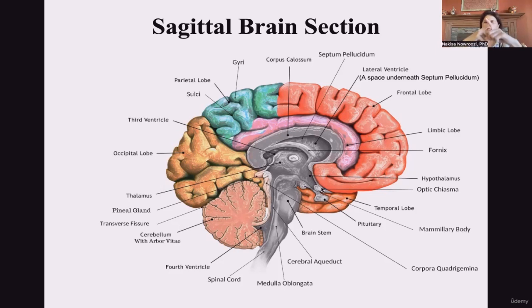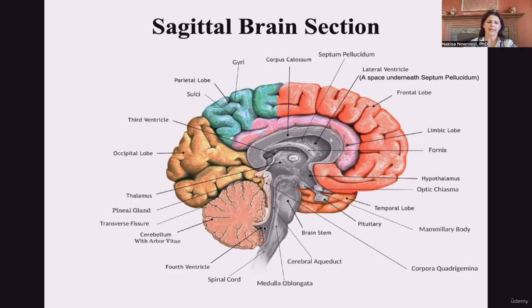This is optic chiasma. It's a cross that brings the information from right eye to the left occipital lobe and from left eye to the right occipital lobe. Optic chiasma, pituitary gland. This structure is called mammillary body. Mammillary body. You have brainstem. You have medulla oblongata. Pons is part of brainstem right here. You have medulla oblongata here.